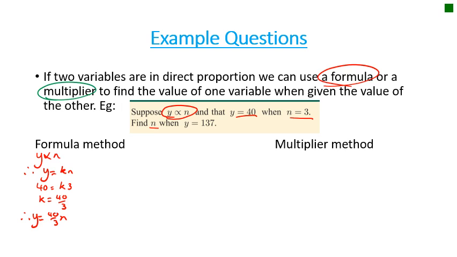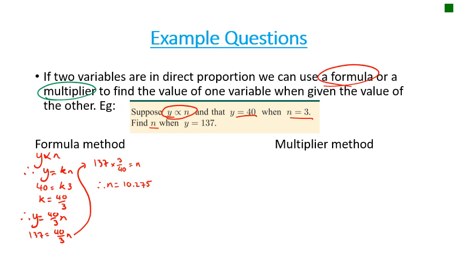Now, we need to find out what n is when y is 137. So we now substitute that in, and we go 137 equals 40 over 3 n. I'm running out of room, so I'm going to bring it up here. Then I'm going to rearrange that. I'm going to end up with 137 times 3 over 40 equals n, and n is therefore going to equal approximately 10.275.